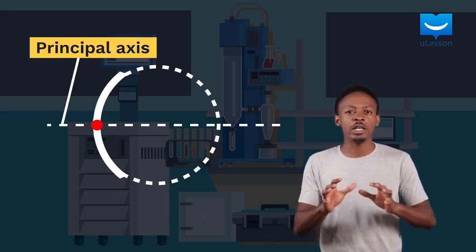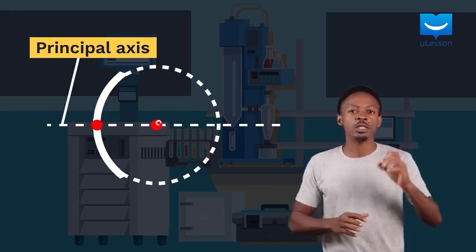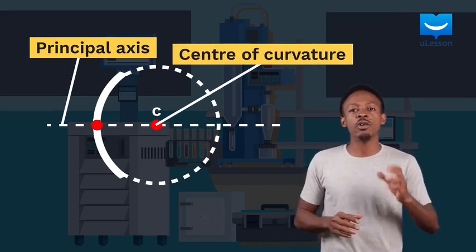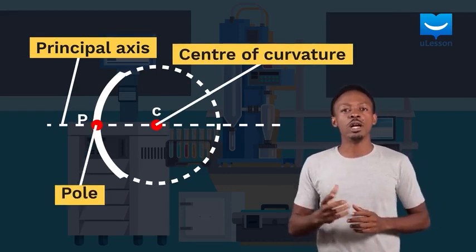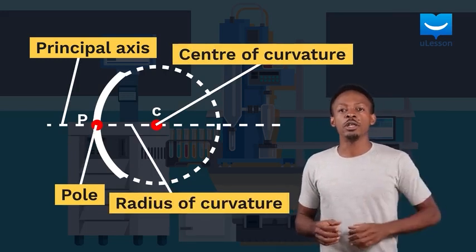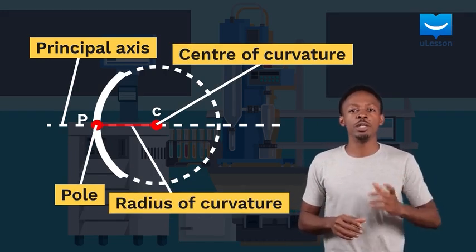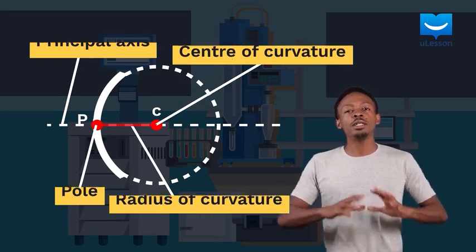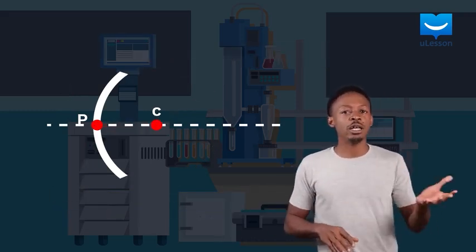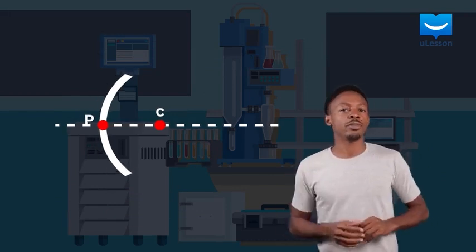This is a line joining the center of the sphere, marked C, known as the center of curvature, to the center of the mirror, P, known as the pole. The radius of curvature is the distance CP. Now we can decide whether to have the reflecting surface on the inside or on the outside.